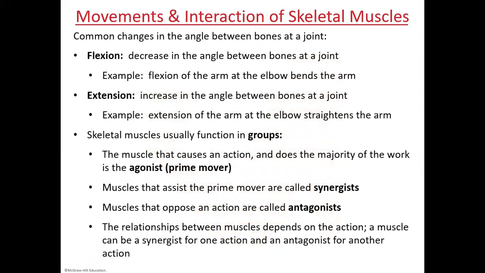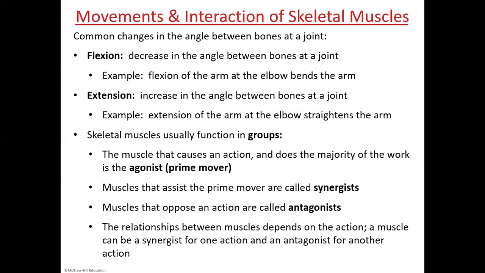Okay, so here are some common muscle movements, and these go along with the movements we learned back with joints. Flexion decreases the angle between bones at a joint. So when you contract your biceps, you are flexing because you're decreasing the angle at the elbow. But if you contract your triceps, you're extending because you're increasing the angle at the elbow.